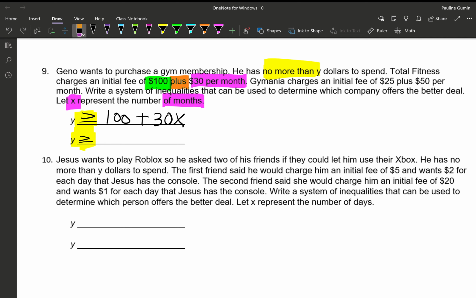Okay. All right, Gymania. Let's see what Gymania has. 25 initial fee. Okay, but plus it's 50 a month.